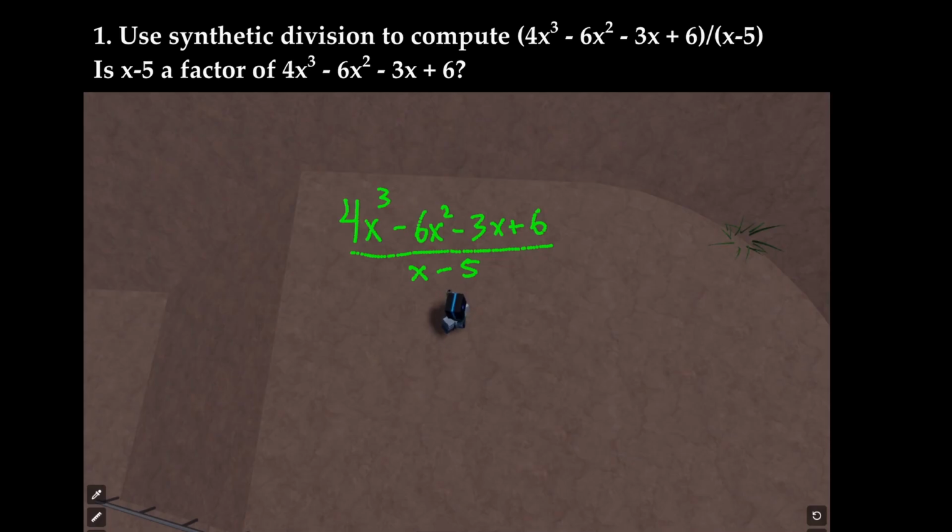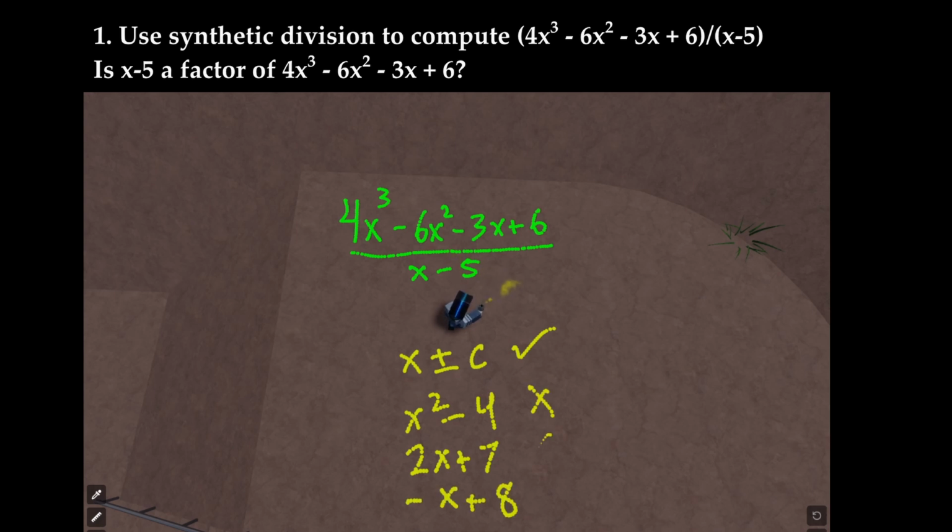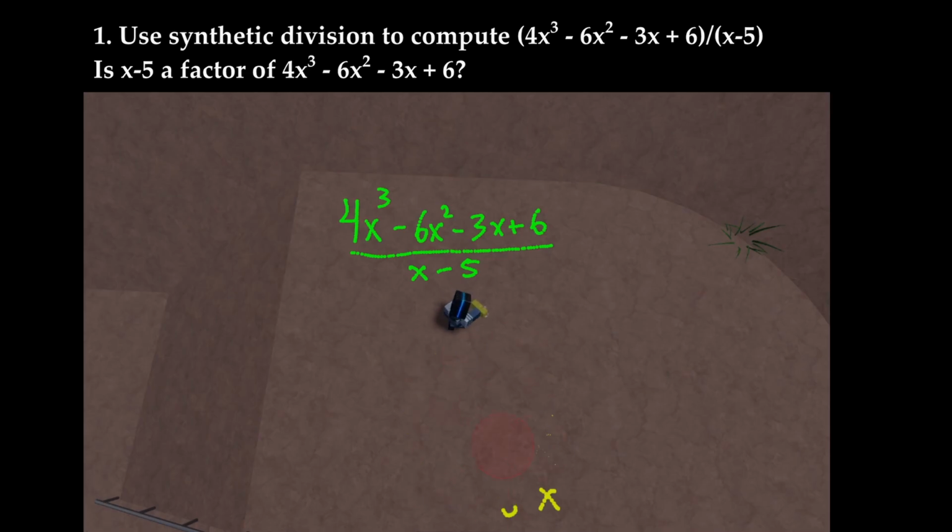So the first thing I want you to know about synthetic division is if the denominator is in the form of x plus or minus some number, maybe c, then you're allowed to do synthetic division. However, if the denominator was something like x squared minus 4 or 2x plus 7 or minus x plus 8, we couldn't do synthetic division because they're not in the form of x plus or minus a number. But here, we have x minus 5, and that's in the correct form for synthetic division, so we're allowed to proceed. So how do you do synthetic division?